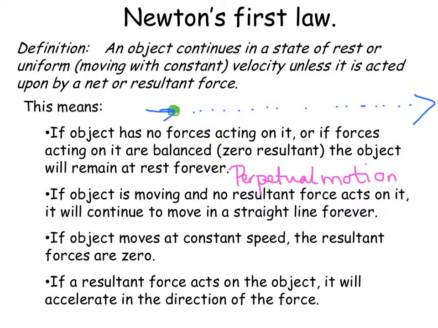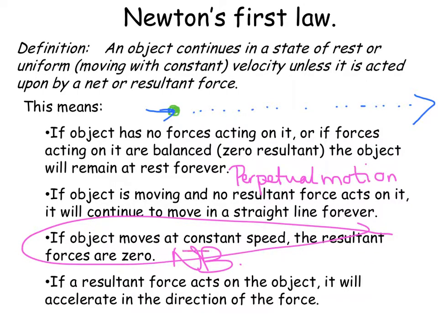If an object moves at a constant speed, the resultant force is zero. And this is a big NB. Because the minute we see something moving, we don't think that there are no unbalanced forces. We think there must be a force causing the movement. The truth is that the movement will continue in the absence of a force. And finally, if the resultant force does act on an object, it will accelerate in the direction of that force.